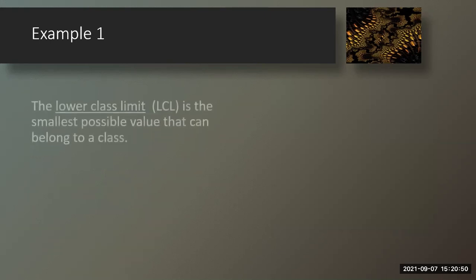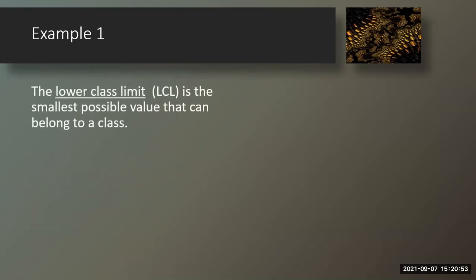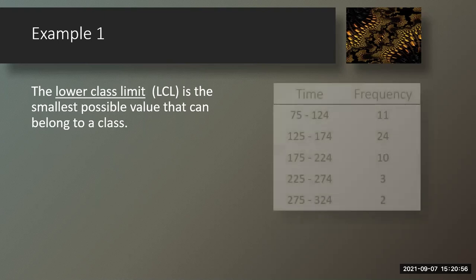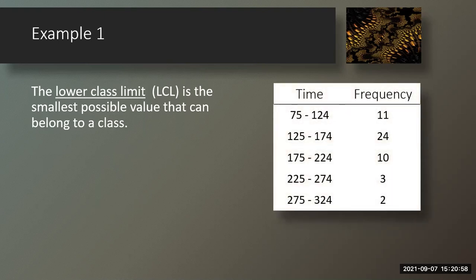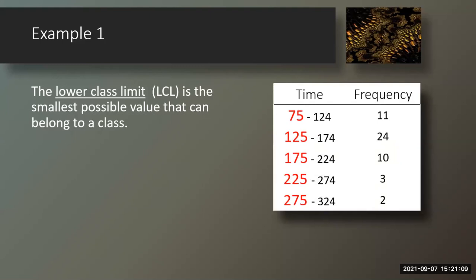Here's an example. We're going to work through our vocabulary using that McDonald's data. So there is our data. We're going to talk about the lower class limit here. The lower class limit is the smallest possible value that can belong to a class. You see them there in red: 75, 125, 175, 225, and 275. Notice those are the values that begin each class or category. The lower class limits you see listed there.